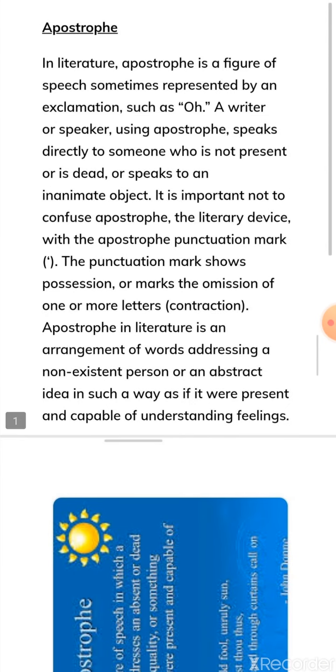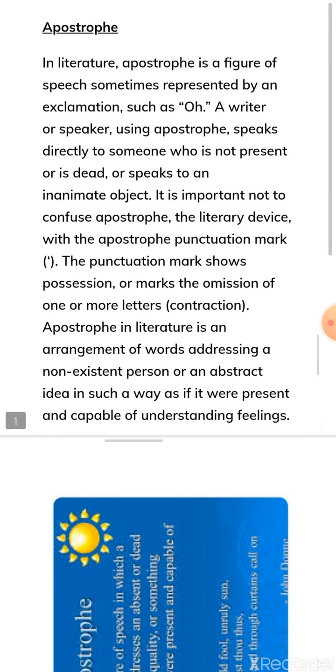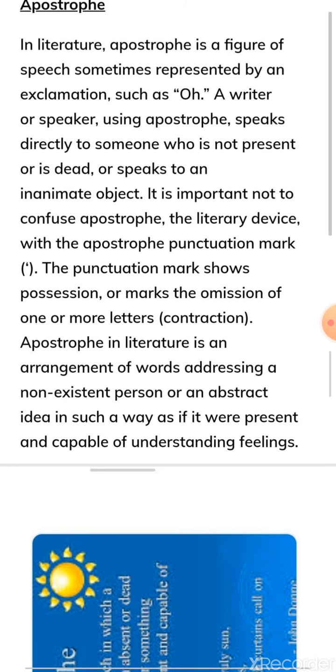Now let's have a look at the definition of apostrophe. In literature, apostrophe is a figure of speech sometimes represented by an exclamation such as "oh," that we have already discussed. A writer or speaker using apostrophe speaks directly to someone who is not present or is dead, or speaks to an inanimate object. It is important not to confuse apostrophe, the literary device, with the apostrophe punctuation mark. So there is no role of this punctuation mark. So you should not confuse it with the punctuation mark apostrophe.